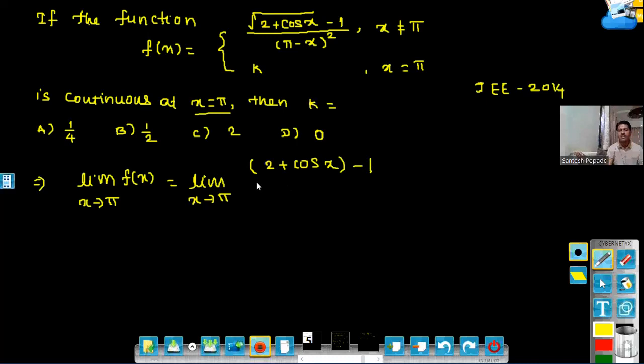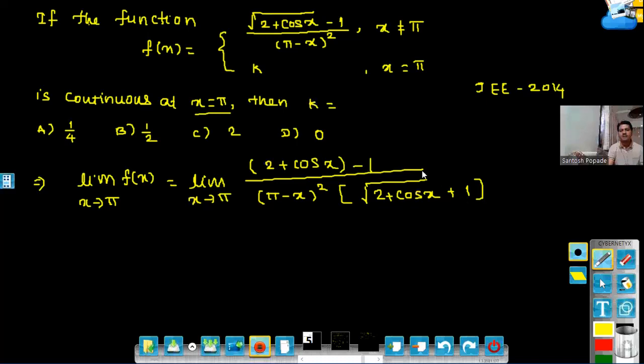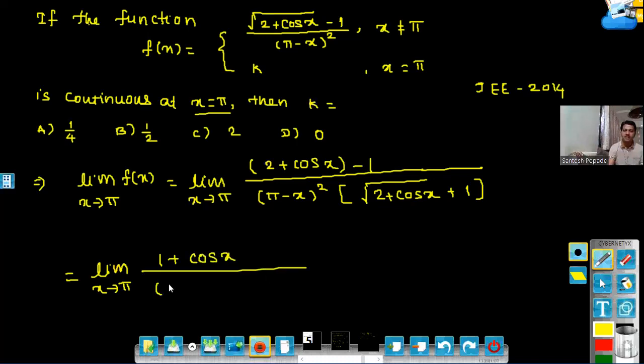It is equal to the limit of the given function. I am rationalizing the numerator directly. After rationalization, I will get 2 plus cos x minus 1 in the numerator, divided by (pi minus x) whole square into (under root of 2 plus cos x plus 1). This is the conjugate of the numerator which I have written in the denominator. Now, the numerator becomes 2 minus 1, which is 1, plus cos x, and that is completely divided by the denominator as it is, which is (pi minus x) whole square into (under root of 2 plus cos x plus 1).